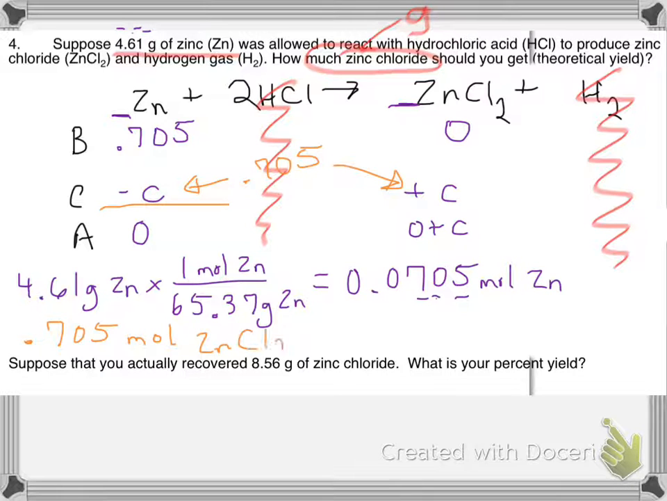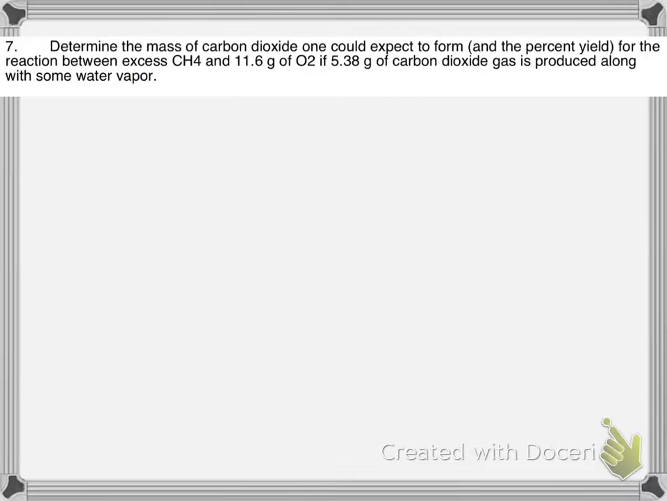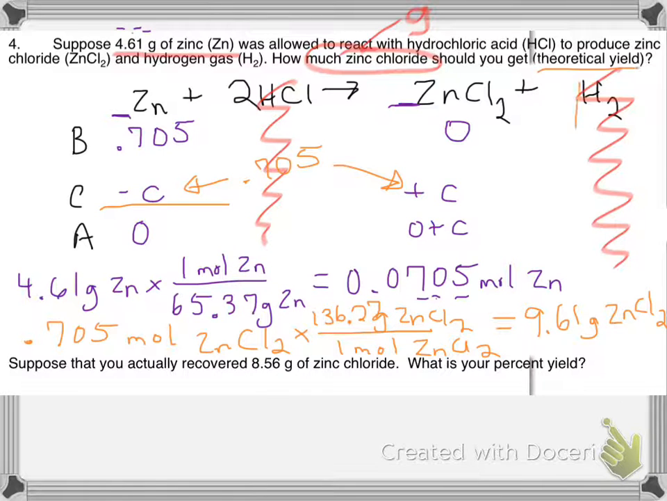But we need to know the theoretical yield, so we need to know the grams of zinc chloride. So we're going to cancel out moles by multiplying by our molar mass, which you can find from the periodic table. So we have produced 9.61 grams of zinc chloride. This is our theoretical yield. So theoretically, this much should be produced.